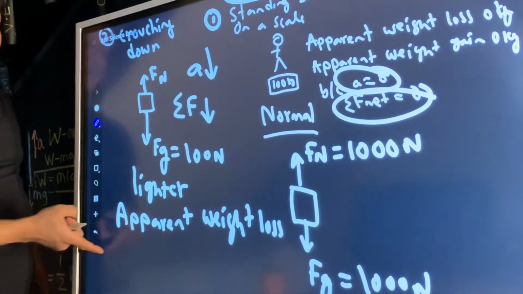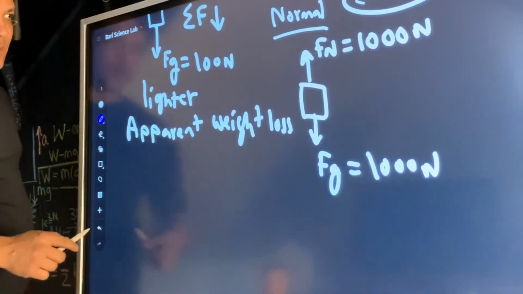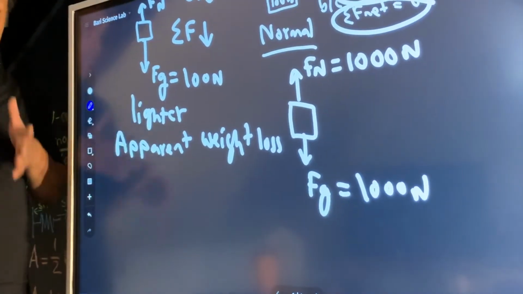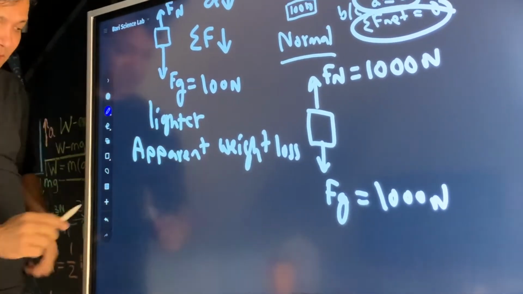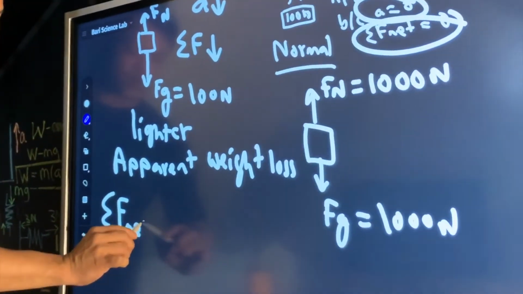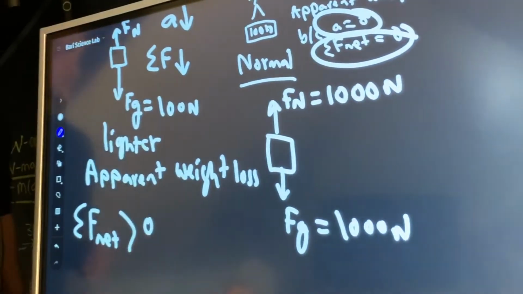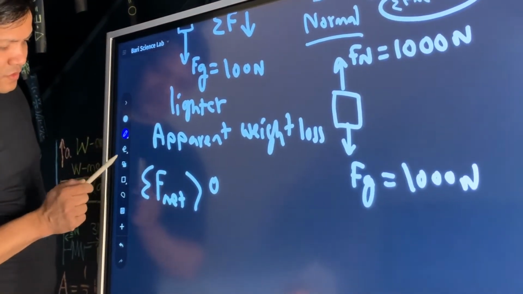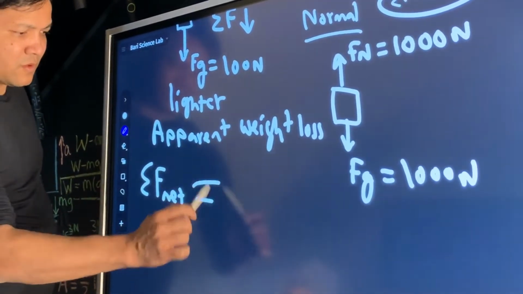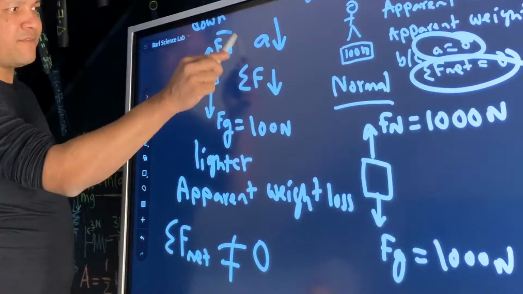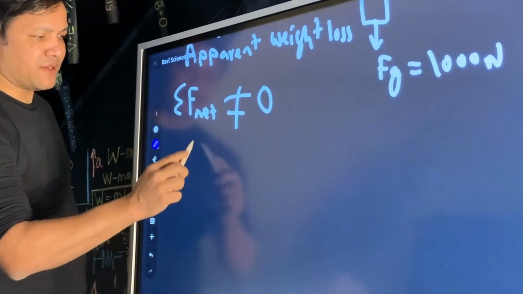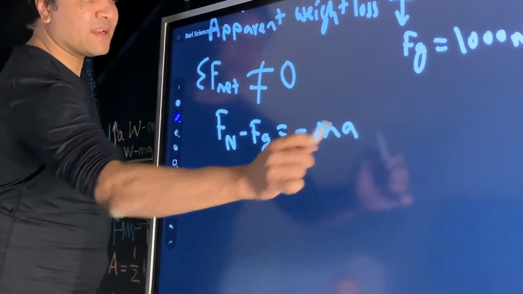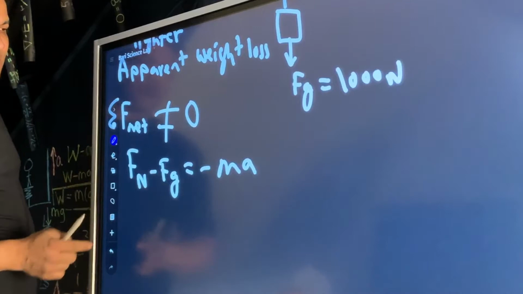How much apparent weight loss? Let's see. Because there is a net force, we have to use Newton's second law. When net force is not 0, don't use Newton's first law, use Newton's second law. So Fn minus Fg is equal to negative ma. Why negative ma? Because acceleration is in the downward direction.